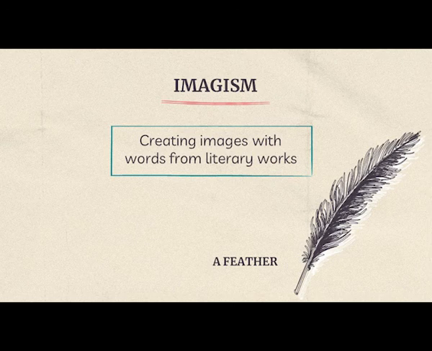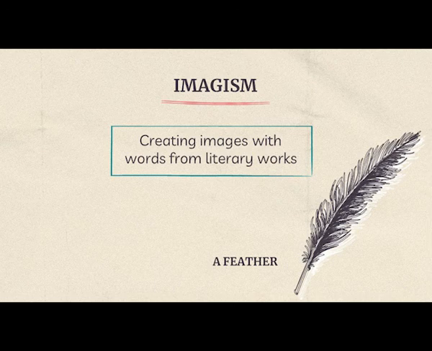For example, you can see this word: a feather. After hearing or reading that word, an image will appear in your mind, right? So you will imagine a feather. That is basically what imagism is. Let me use another example. When I say laptop, do you think of a laptop? Do you imagine a laptop in your mind? And yes, that is imagism in poetry.